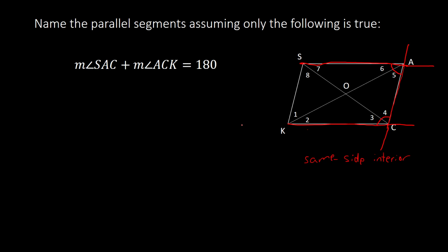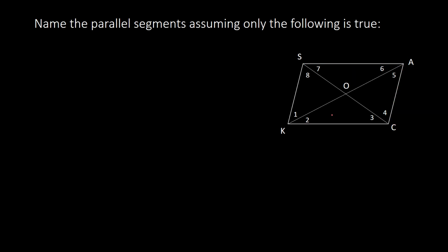Well, is there a property that says that if we have same side interior angles that are supplementary, then we have parallel lines? Well, the answer is yes. That is one of the properties that we have. And so therefore, because we have same side interior angles that are supplementary, adding up to 180, then we do have parallel lines, where SA, the top line, would be parallel with CK, the bottom line.